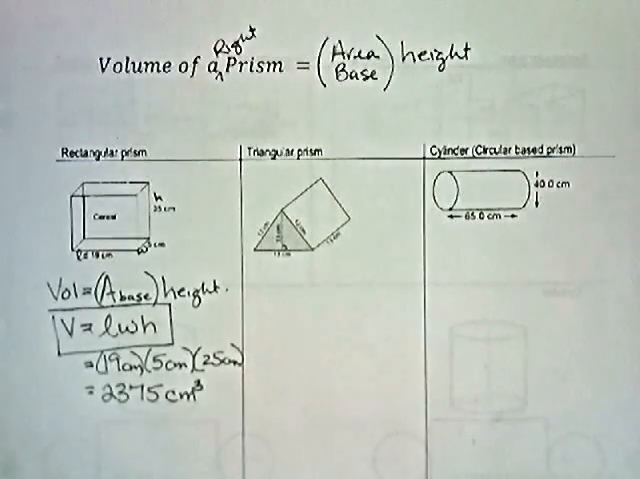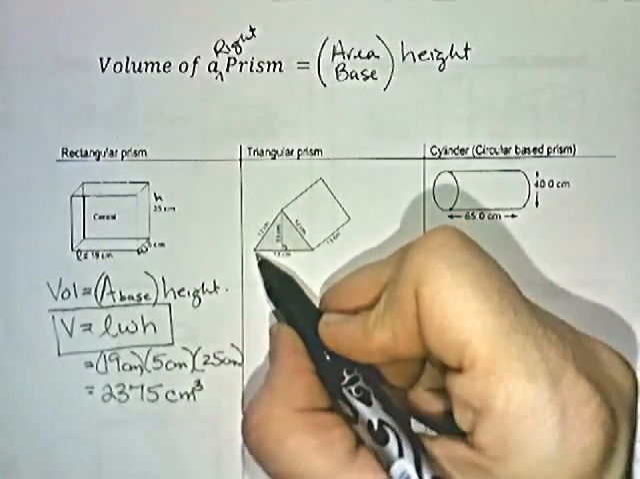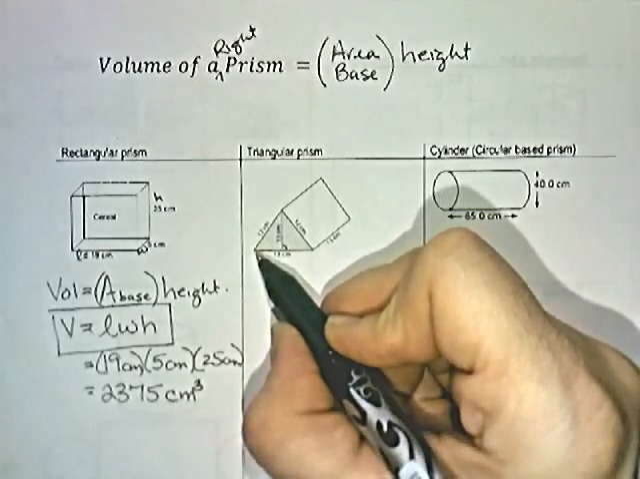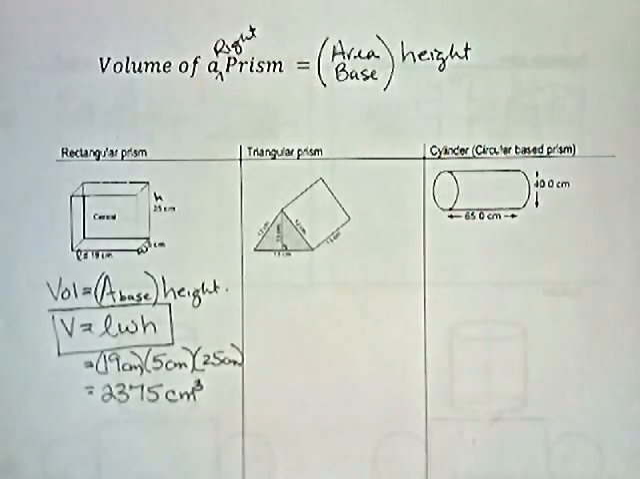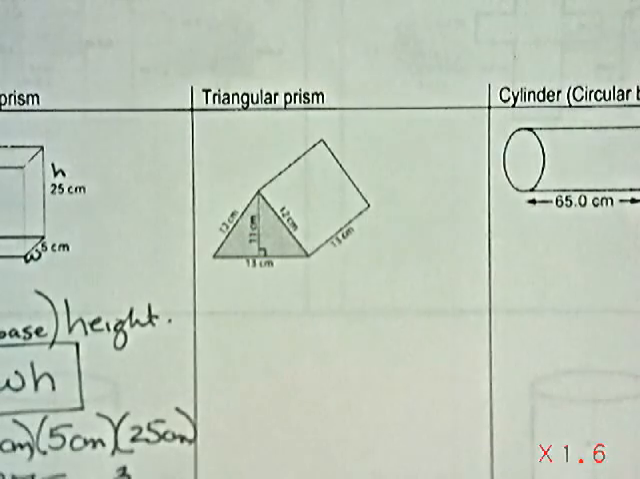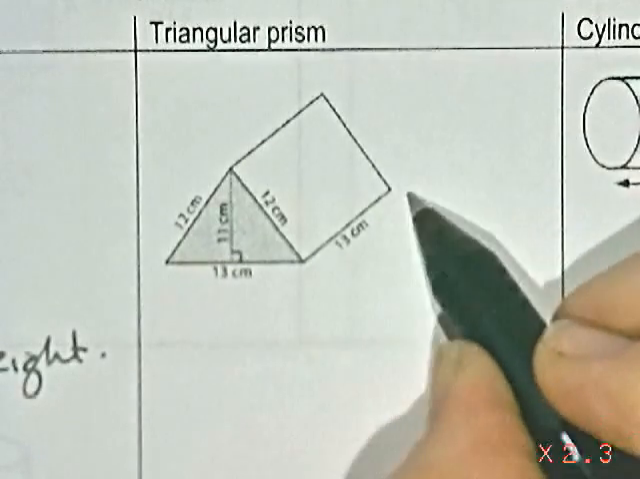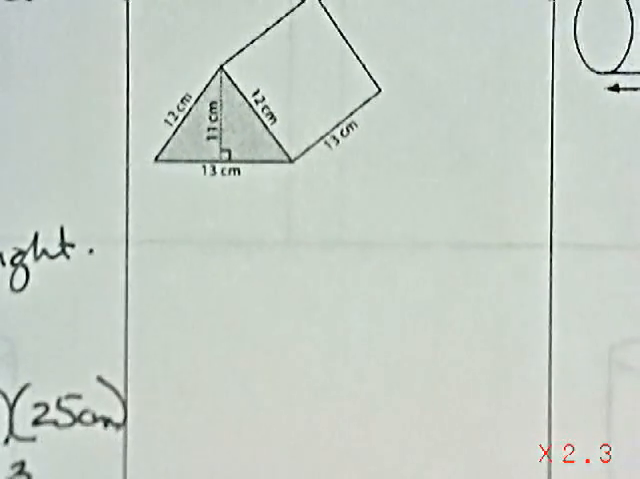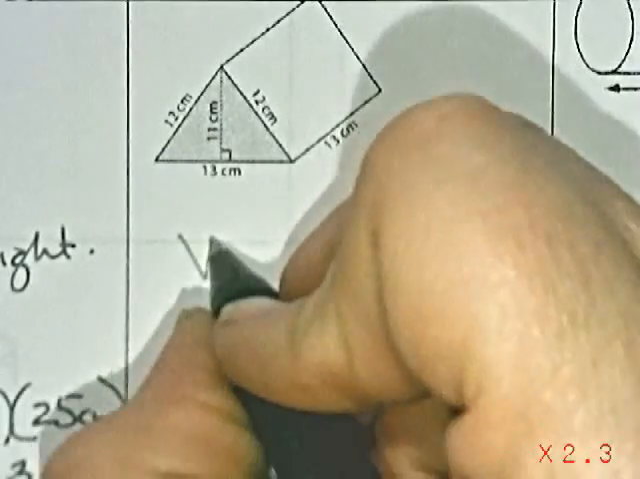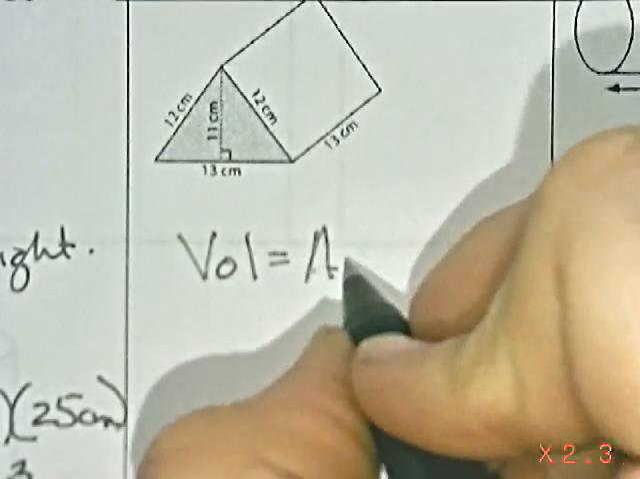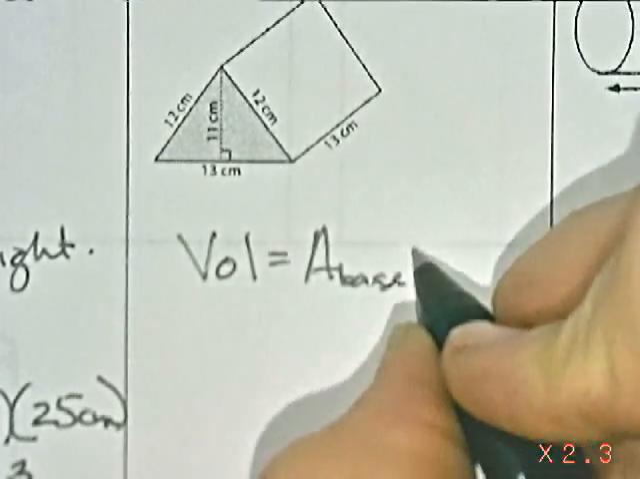Similarly, to calculate the volume of our triangular prism, we have the dimensions of 13 for the base of this triangle, 11 for the height of that triangle, and then our slant height here is 12 and 12, and then the height of the prism is 13. And so if we talk about the general formula, the volume is still going to be the area of the base multiplied by the height.